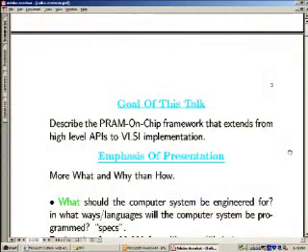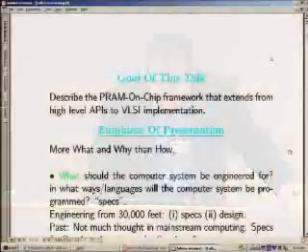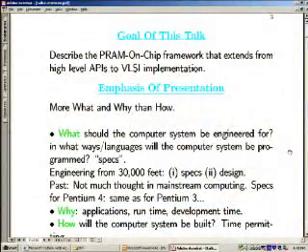The Pyramid-on-Chip chapter that I'm about to tell you about is the current, let's call it post-theory chapter of this adventure. The goal of this talk is to describe the Pyramid-on-Chip framework that extends all the way from high-level application programmer interfaces to VLSI implementation. So it's a very broad framework that spans across many academic communities.